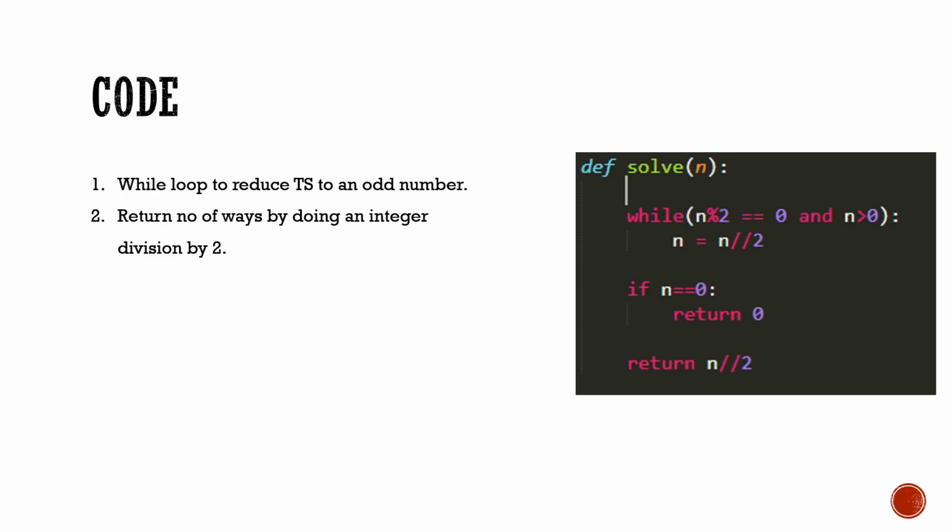The code for this is simple now. A while loop to reduce TS to an odd number. Return the number of ways by doing an integer division by 2. And we get the answer.